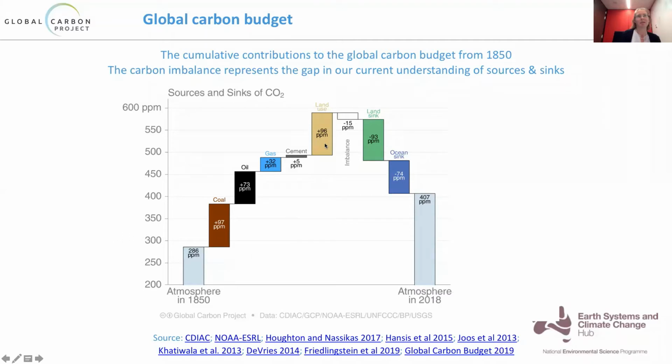The emissions from land use change are very similar to the emissions we've had from coal combustion, and the land sink has taken up almost as much as what's been emitted from land use change. So these are really large terms in the carbon budget, and it's important that we understand how they arise so that we can have some confidence in projecting what might happen in the future.